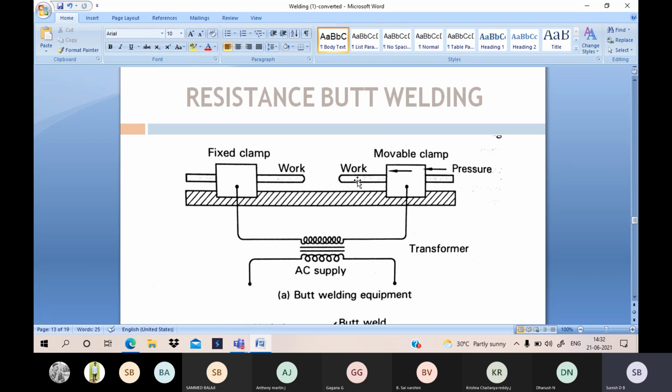Once you fix both the workpieces, due to this electric power supply, this movable workpiece or movable clamp moves towards the leftward direction, towards the fixed workpiece. Due to this movement, both are connected with each other. Due to external force or external pressure, both the pieces are rigidly joined. This type of welding is called a resistance butt welding. Why is it called a butt welding? Because the side surface of one piece contacts some other workpiece. That's why it is called a butt welding.